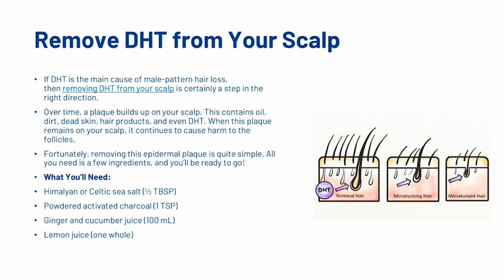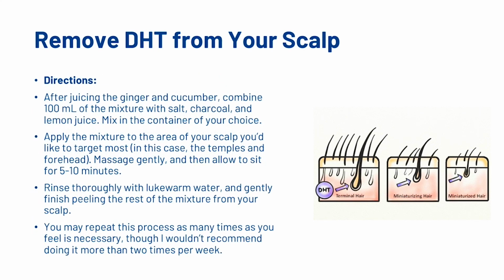What you'll need is some Himalayan or Celtic sea salt, some powdered activated charcoal, ginger and cucumber juice, and a whole lemon juice. What you do is juice the ginger and cucumber and then combine 100 milliliters of the mixture with salt, charcoal, and lemon juice. Then mix it in the container of your choice. Apply the mixture to the area of your scalp you'd like to target the most. In this case, it's probably going to be the temples and forehead, and massage it gently and then allow it to sit for 5 to 10 minutes. Rinse it thoroughly with lukewarm water and gently finish peeling the rest of the mixture from your scalp. You may repeat this process as many times as you feel is necessary, though we wouldn't recommend doing it more than 2 times per week.